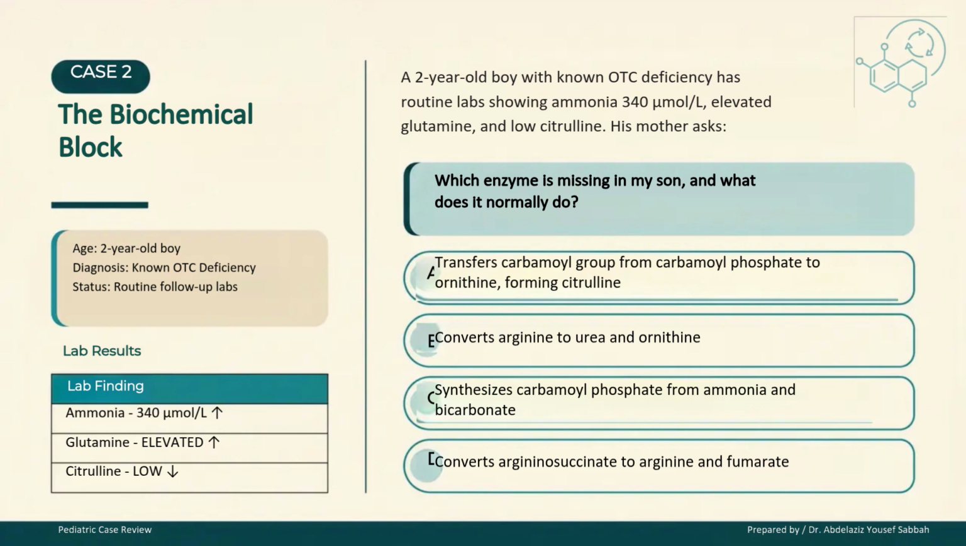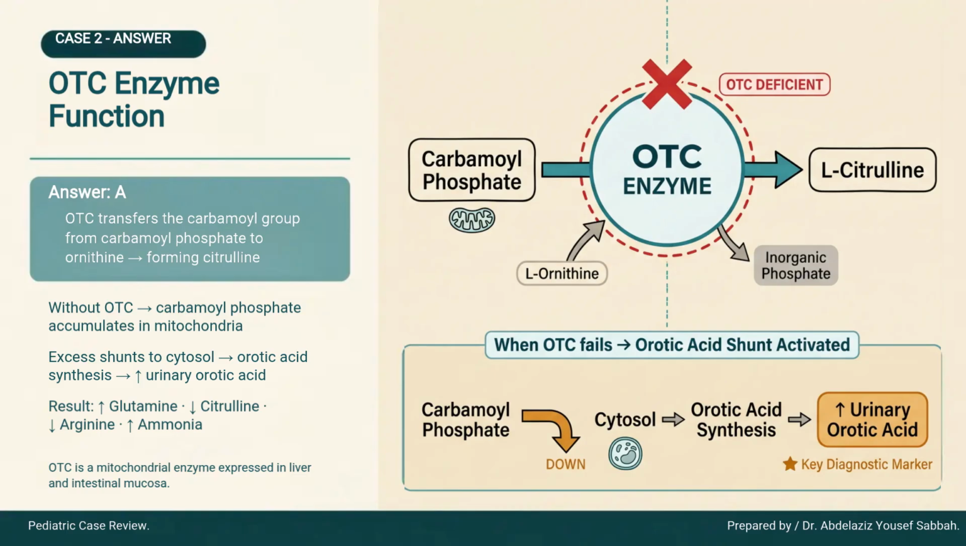Ammonia, 340, elevated glutamine, low citrulline. His mother asks a fair question. Which enzyme is actually missing, and what does it normally do? Look at the 4 options describing different urea cycle steps. Which one is OTC? The answer is A.